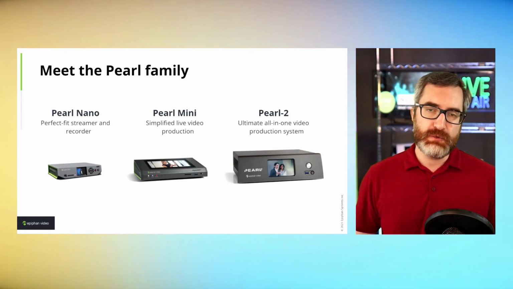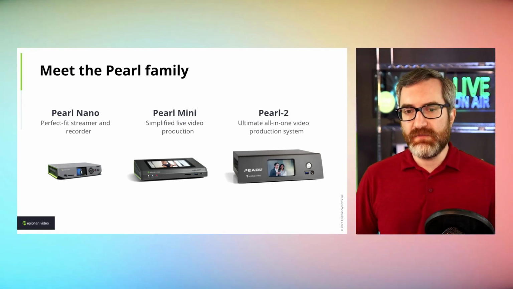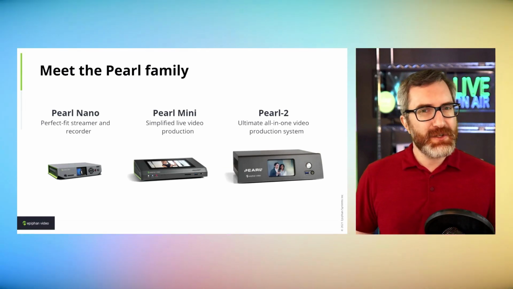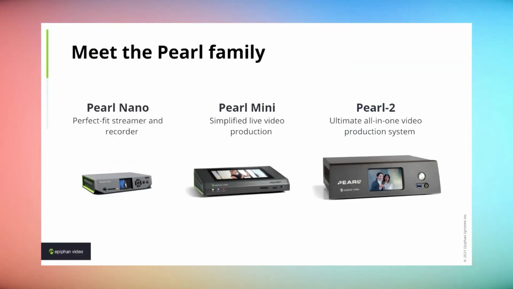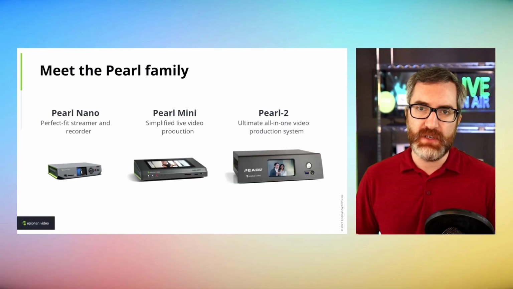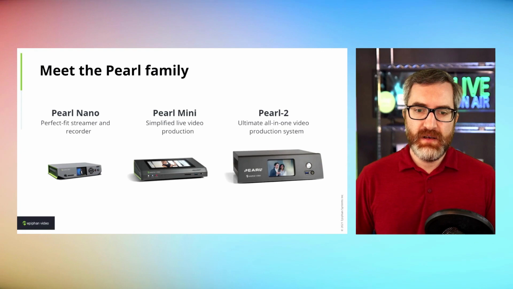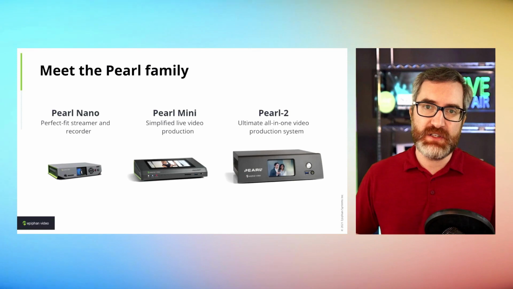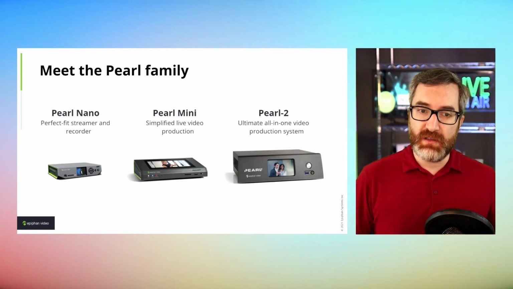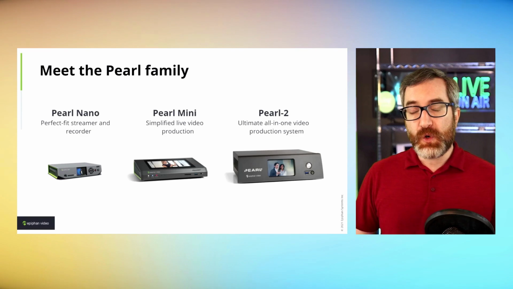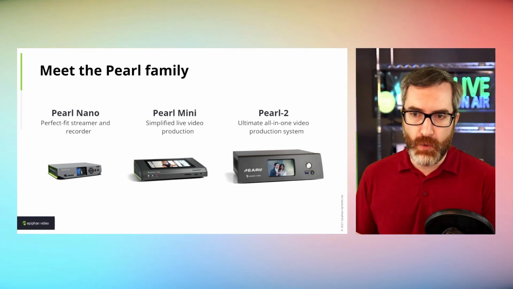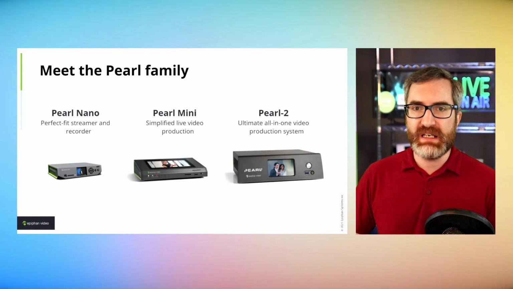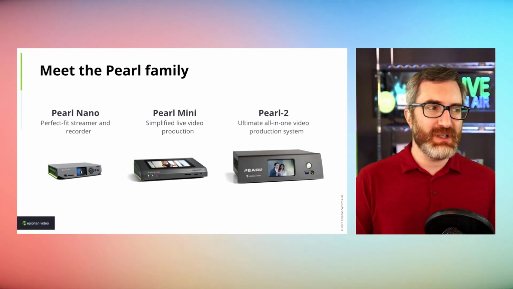Pearl Mini, which we're talking about today, is the middle of the line. So in some ways, it's actually the most flexible because it has more inputs than Pearl Nano does. It has more simultaneous encoding out channels than Pearl Nano does. It has the larger touch screen, but it's not quite as big as Pearl 2 at the top end. It also introduces switching that Pearl Nano doesn't have. Where Pearl 2 is the big one, right? It basically takes Pearl Mini and doubles it.